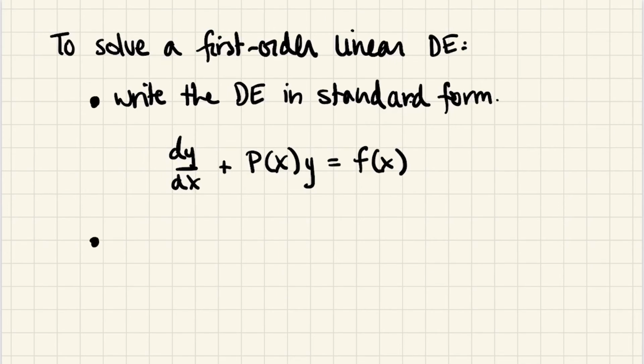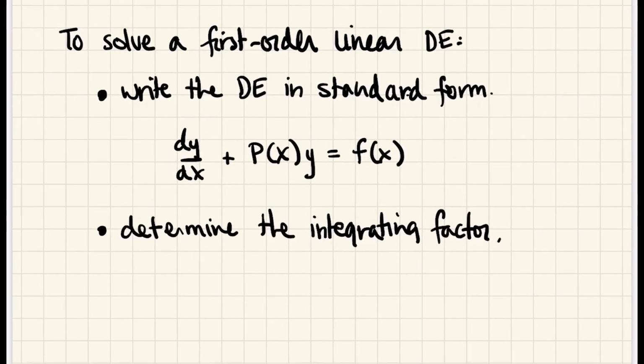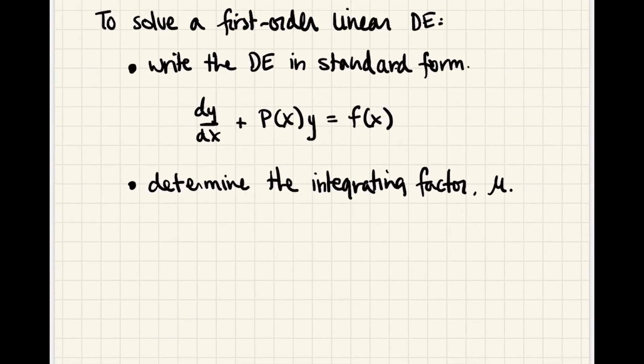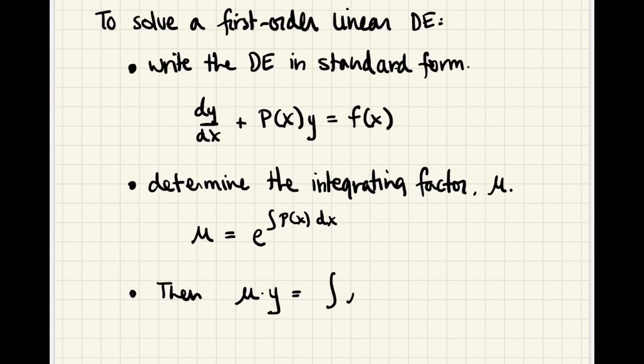Next is determine the integrating factor, which is mu. And mu is given as e to an antiderivative, any antiderivative will work, of p of x. And now we can just jump straight to almost the solution. Mu times y is equal to the antiderivative of mu times the right-hand side f of x.